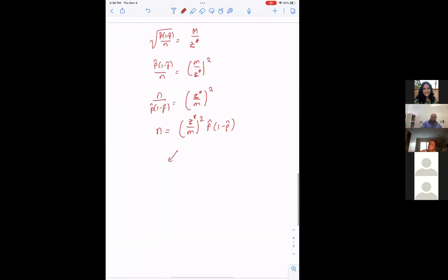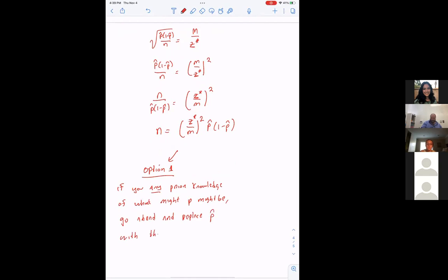So there's two options. Option one. If you have any prior knowledge of what P might be, go ahead and use it. Go ahead and replace p-hat with that value. The problem will say, based on a study done 2 years ago where they found P to be this, you're going to come up with the sample size. If we have a prior study that says P is this, I'm just going to go ahead and use it.